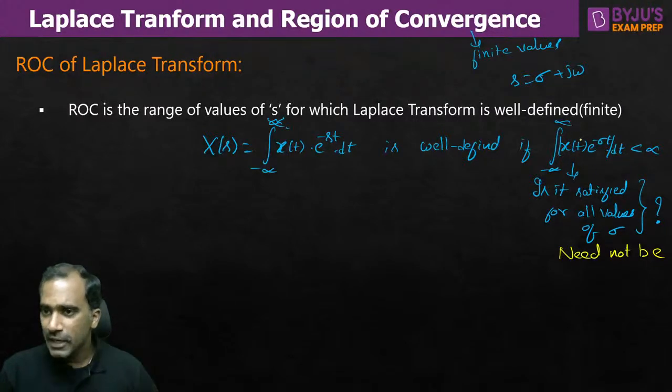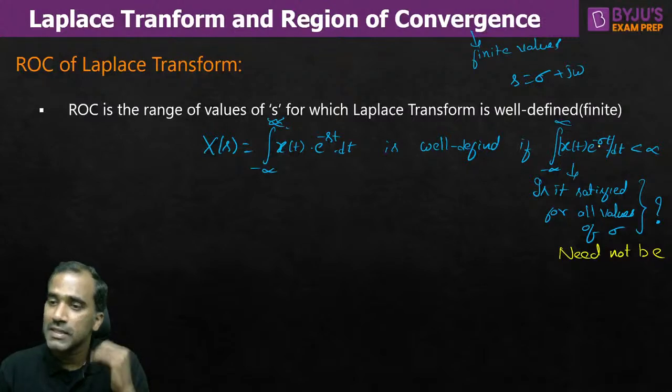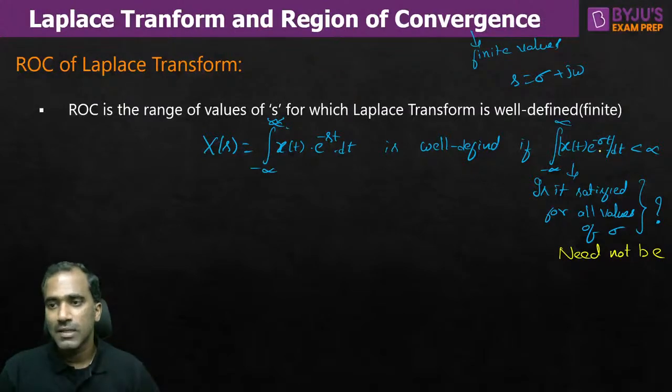If you take delta of t here, this part is always finite. So if x of t is delta of t, for all values of sigma it is satisfied. If x of t is u of t, then this condition is satisfied only for some values of sigma. If x of t is u of minus t, then this condition is satisfied only for certain other values of sigma. Most of the time this condition is not satisfied for all values of sigma. It is only satisfied for certain values of sigma.